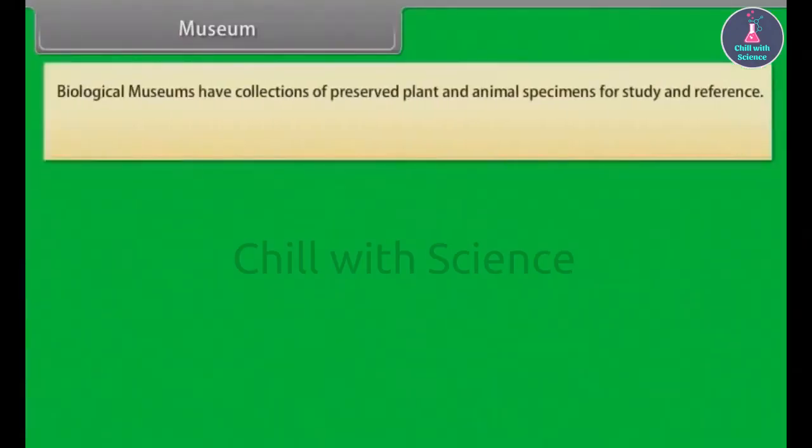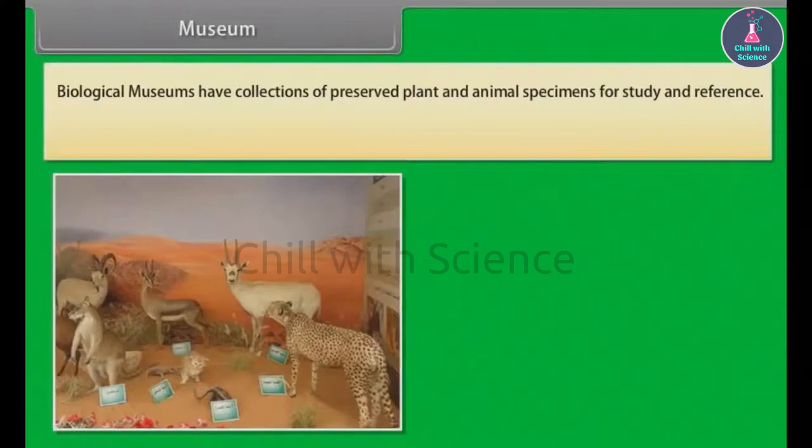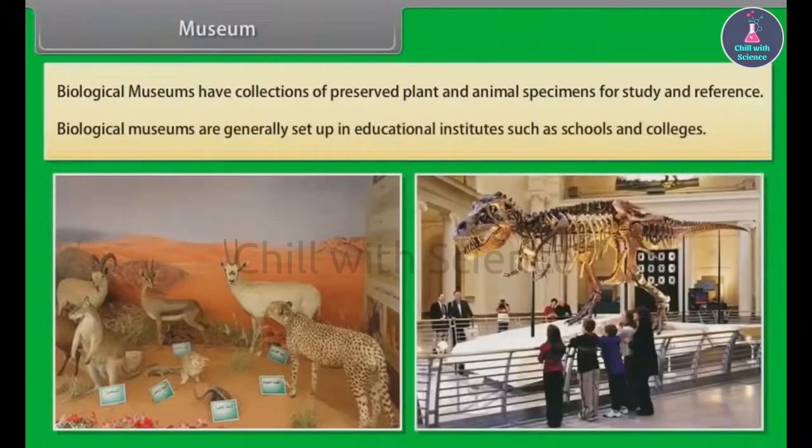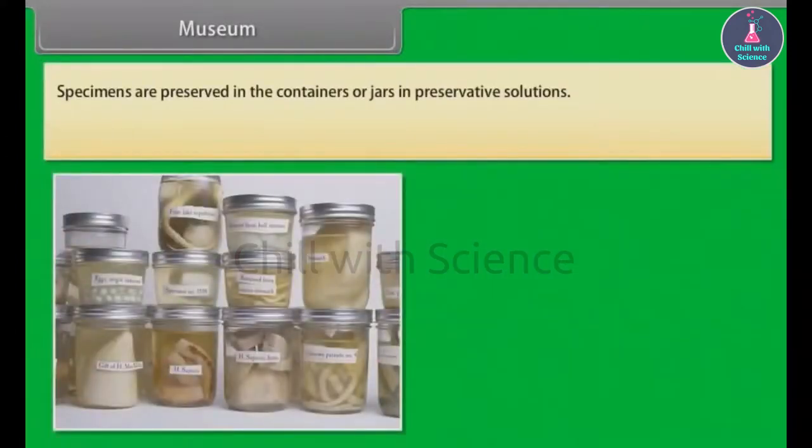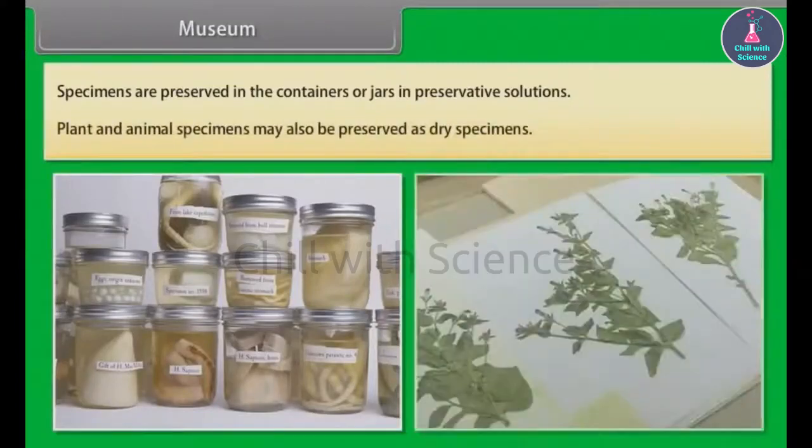Museum. Biological museums have collections of preserved plant and animal specimens for study and reference. Biological museums are generally set up in educational institutes such as schools and colleges. Specimens are preserved in containers or jars in preservative solutions.